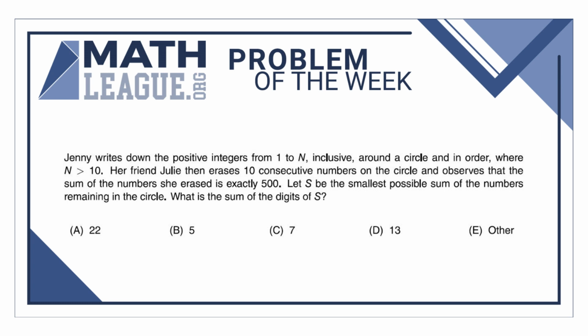Her friend Julie then erases 10 consecutive numbers on the circle and observes that the sum of the numbers she erased is exactly 500. Let S be the smallest possible sum of the numbers remaining in the circle. What is the sum of the digits of S?